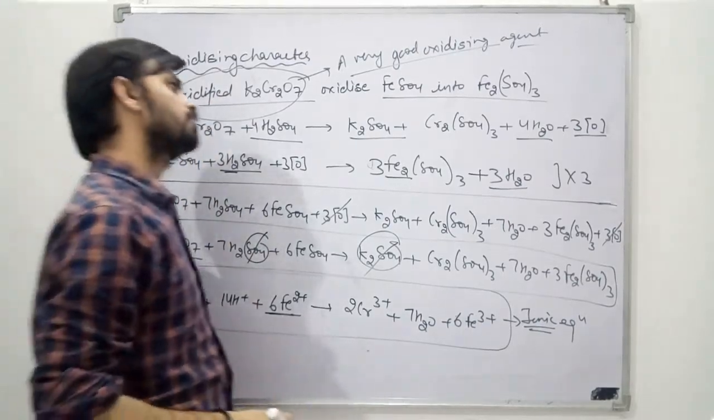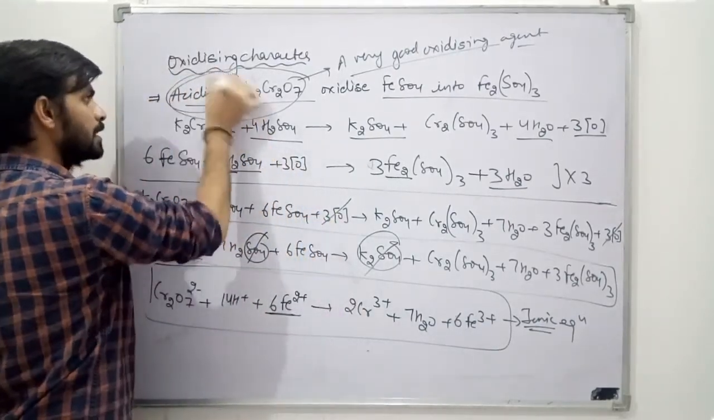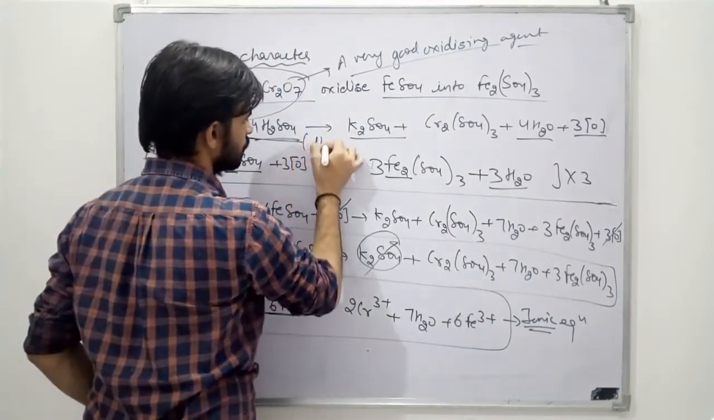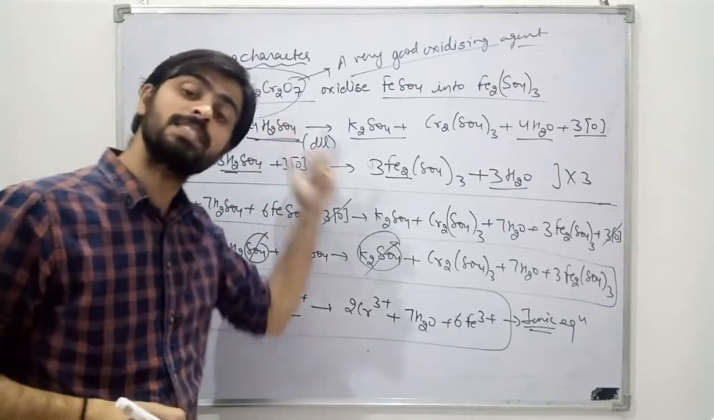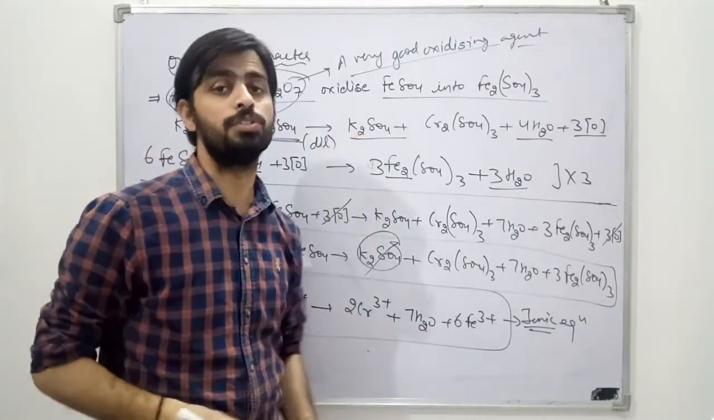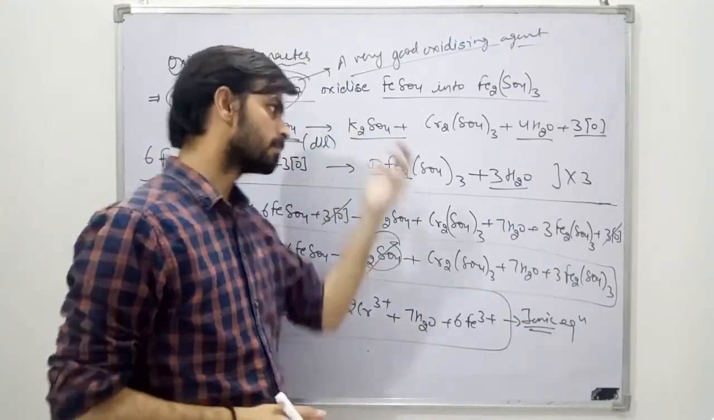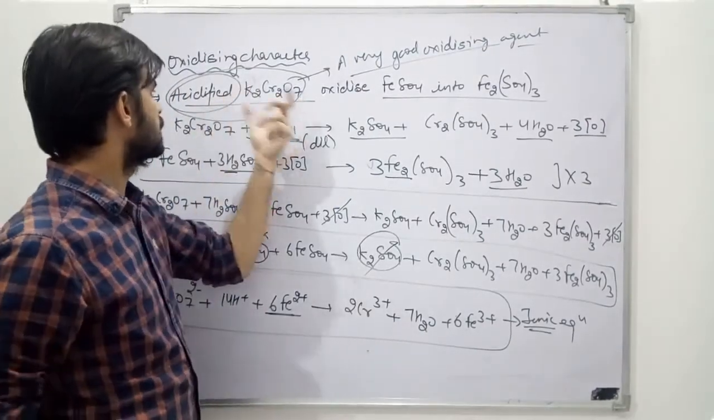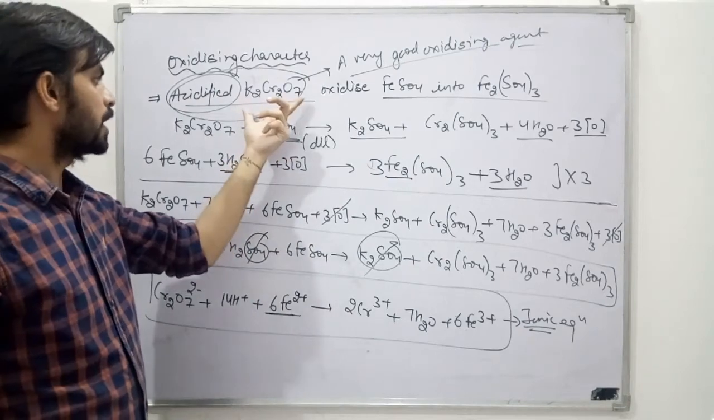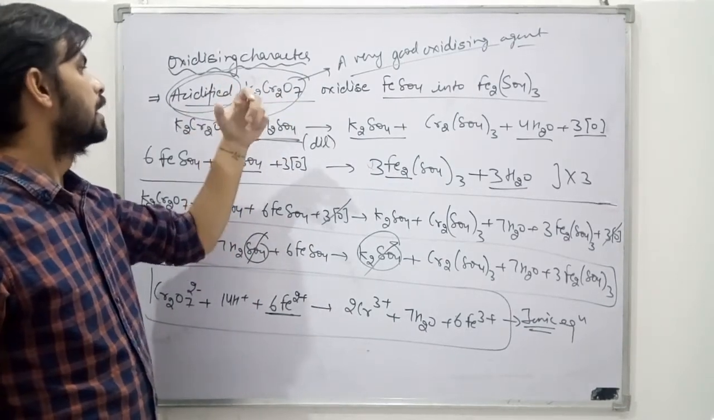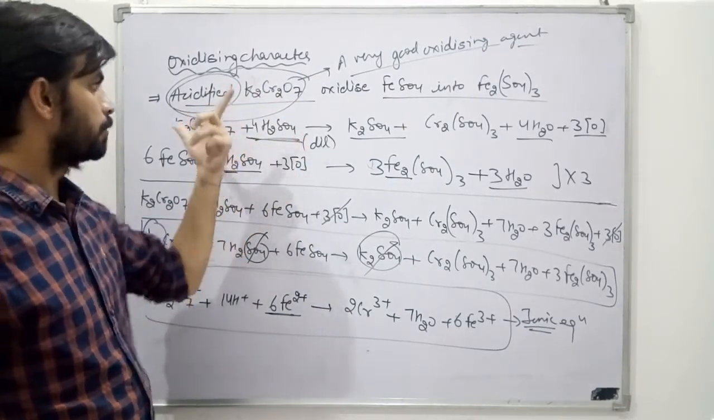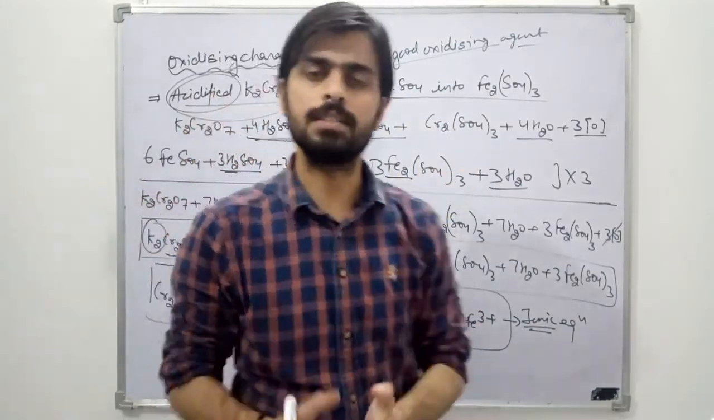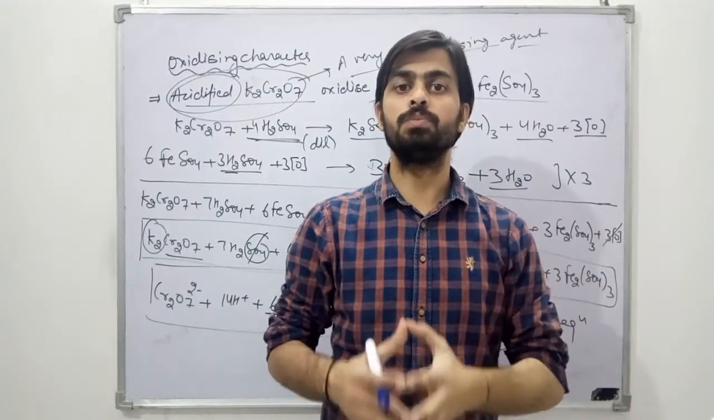Acidified K2Cr2O7, acidified, it should be diluted. This sulfuric acid should be diluted. आप इस बात का ध्यान रखेंगे, you must keep it in mind, it should be diluted, otherwise the reaction would change. I hope you get the point how it will work when potassium dichromate is treated with sulfuric acid. Dilute sulfuric acid works as an oxidizing agent. If we have concentrated sulfuric acid, the reaction would change.